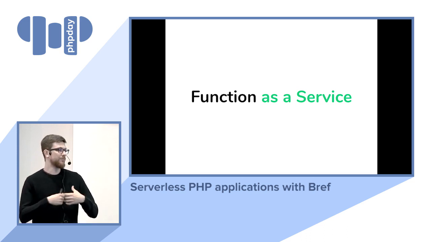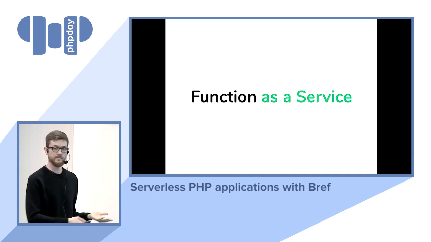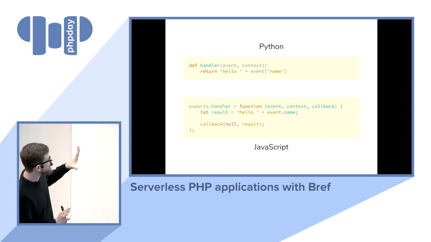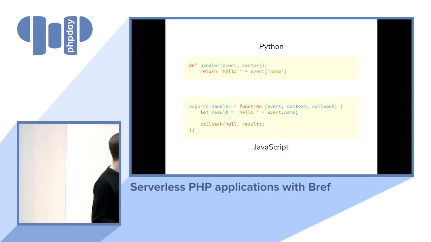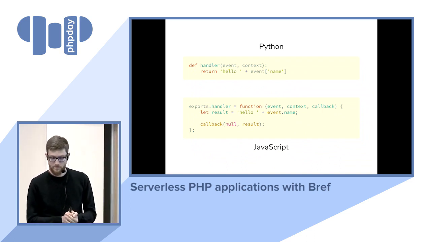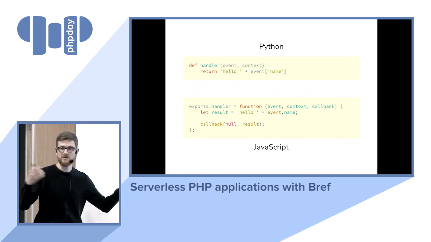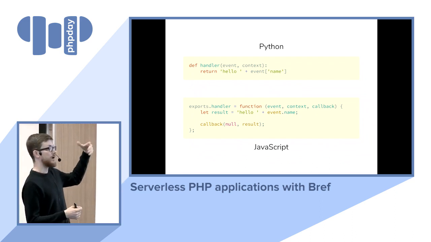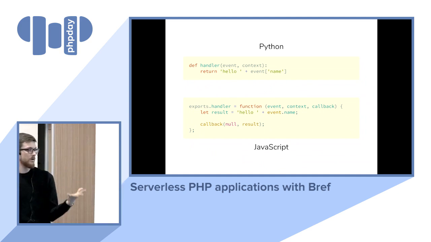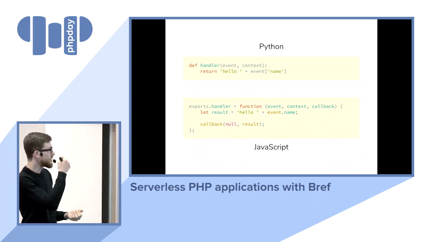To give you an example of what function as a service is, I will show you an example of Amazon Lambda and Lambda functions. Those are two examples, one in Python, one in JavaScript, and those are very basic Lambdas. As you can see, those are functions. In JavaScript, you have a callback because this is JavaScript, but anyway, a Lambda function takes an event, does whatever it wants, and then returns a result. That's what function as a service is.